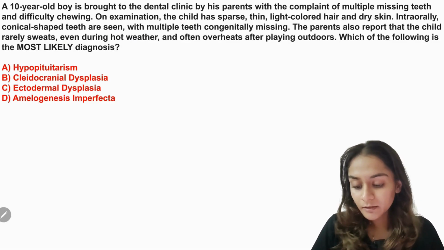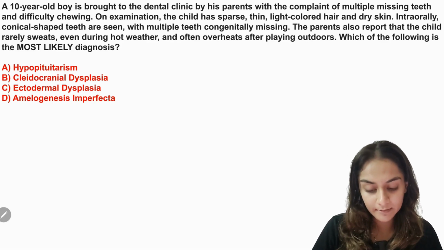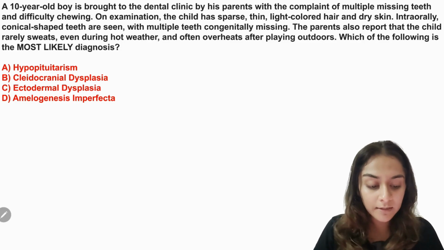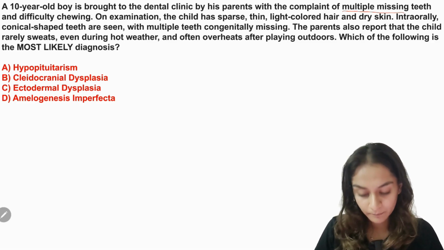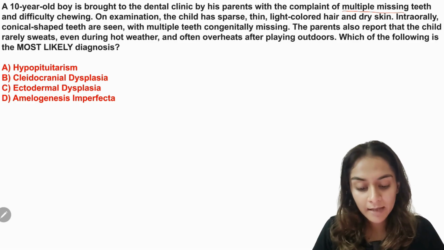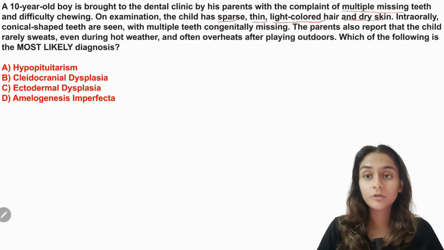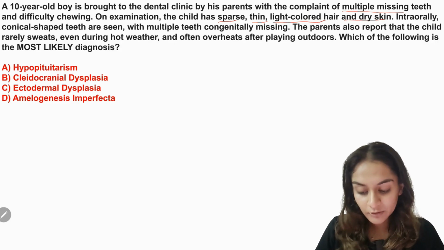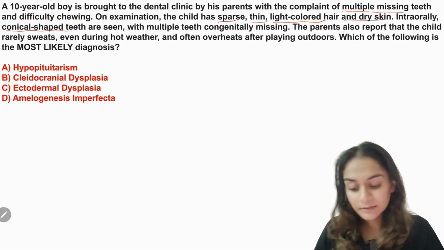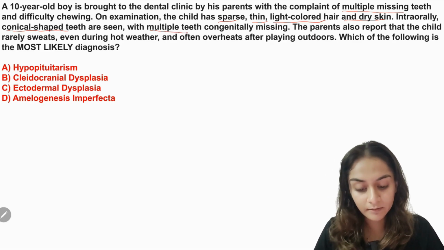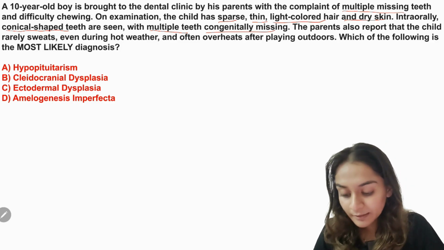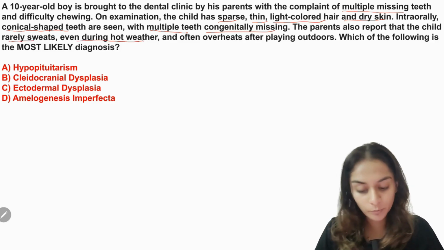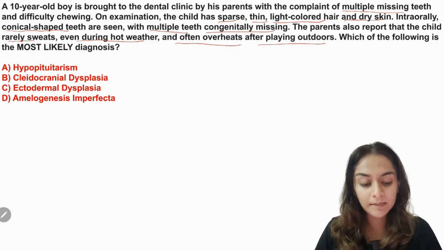A 10-year-old boy is brought to the dental clinic by his parents with a complaint of multiple missing teeth, your first key point, and difficulty in chewing. On examination, the child has sparse, thin, light-colored hair and dry skin, your second key points. Intraorally, conical-shaped teeth are seen with multiple teeth congenitally missing. The parents also report that the child rarely sweats even during hot weather and often overheats after playing outdoors.